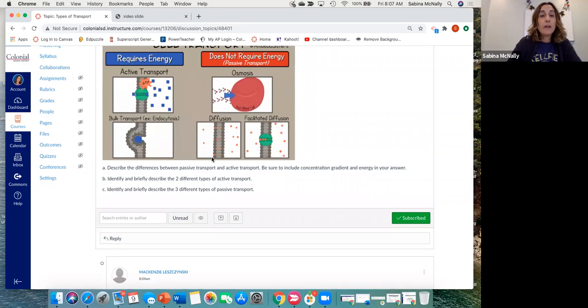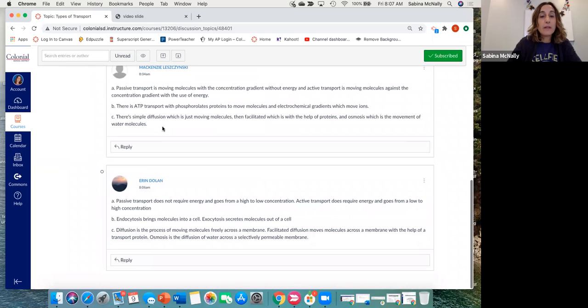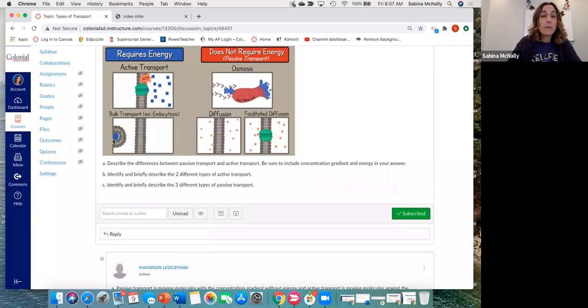All right, B, identify and briefly describe the two different types of active transport. So we got our active transport and our bulk transport. Okay, let's see, Aaron. Endocytosis brings molecules into a cell. Exocytosis secretes molecules out of a cell. Very good. Both of those, Aaron, are describing bulk transport, right? That was just one example, right? So with bulk transport, we're transporting large particles or large quantities of particles with the use of energy. And you're definitely going to have vesicles involved in that process, either exporting in or exporting out.